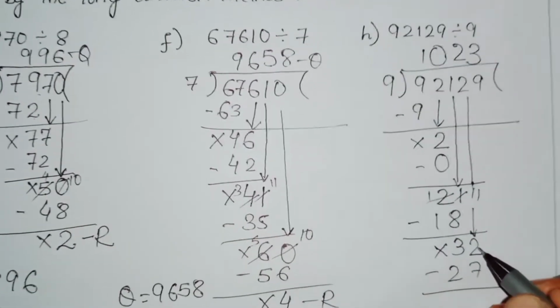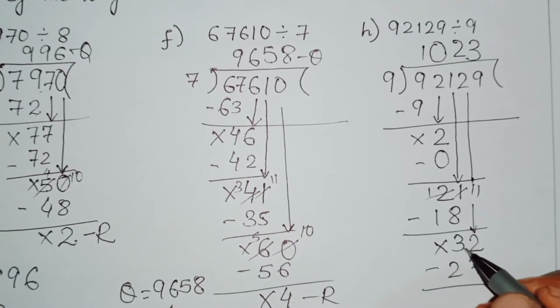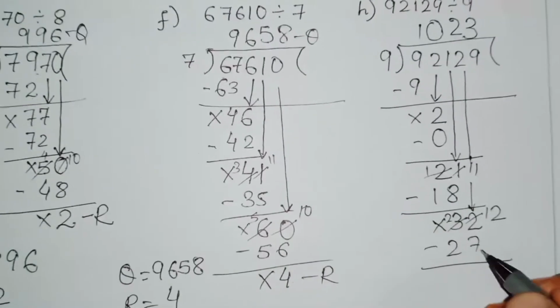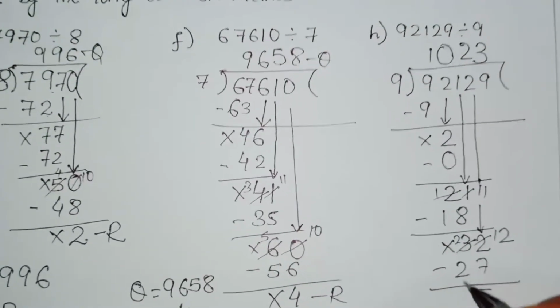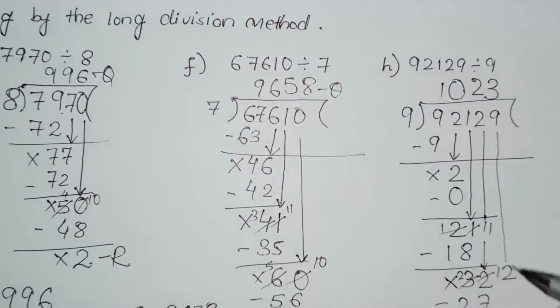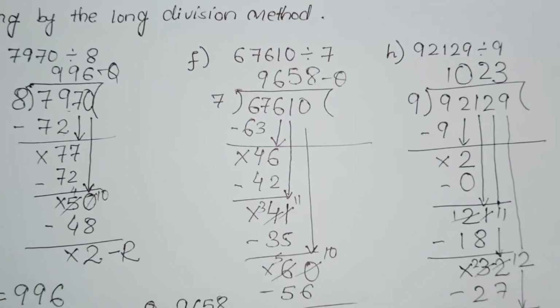27. So from 2 we cannot subtract 7, so 2 will take 1 borrowing from this 3. 3 will become 2 and this 2 will become 12. 12 minus 7 is how much? 5. And 2 minus 2 is 0. So I'll put the cross. Bring this 9 down. This one is the last one.